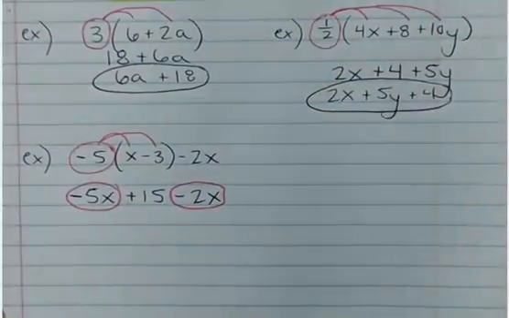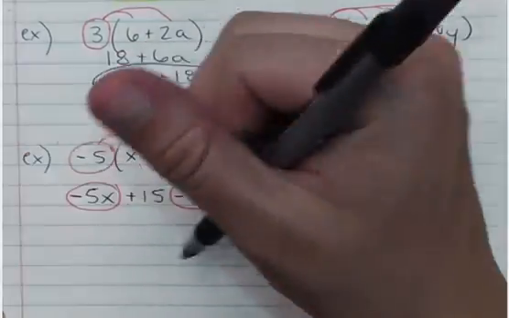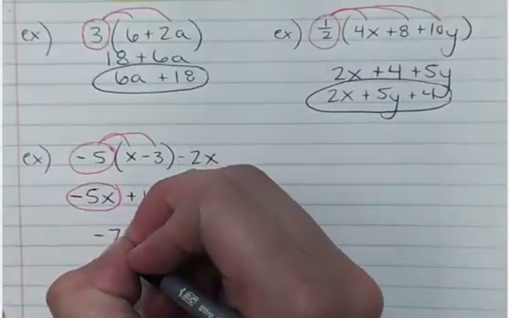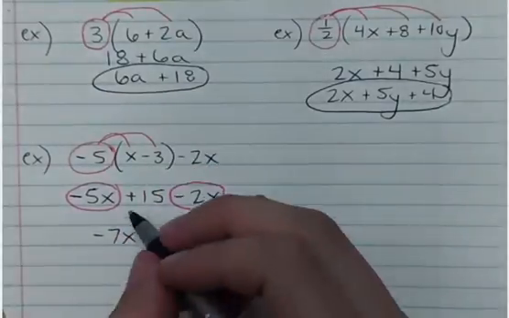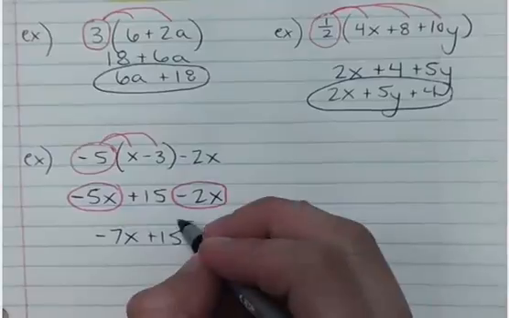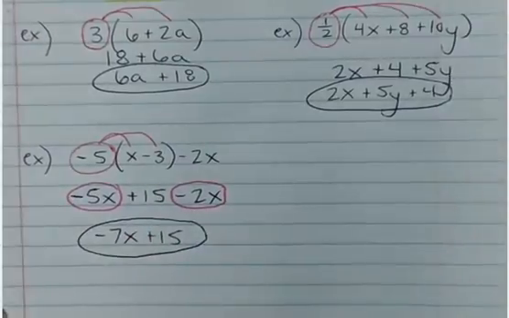Circle the sign in front. So if I look at the x's, I can add -5x and -2x to give me -7x. And that positive 15 just falls down. So your answer should have been -7x plus 15.